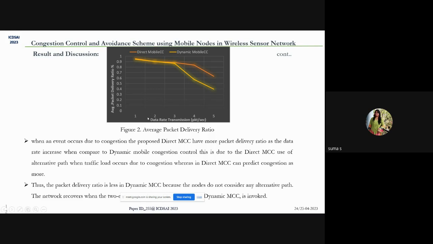This is because it uses an alternative path whenever the traffic load exists. So here we can see that direct mobile congestion has a higher packet delivery ratio as the data rate increases, approximately 60%, even though the data rate transmission increases, whereas dynamic mobile congestion control falls as the data rate increases, to around 40%.